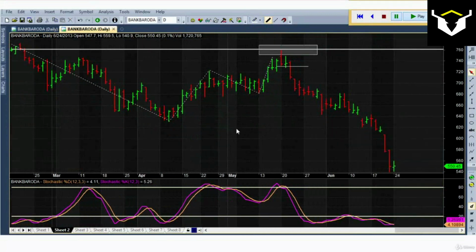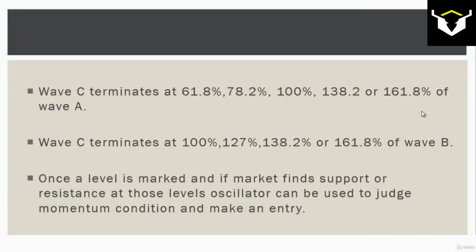And prices go down to make a new low. So with the help of ratios, extension and oscillator, we can find levels where prices might terminate themselves, find support or resistance, and the trend will terminate itself to start a new trend in the new direction.